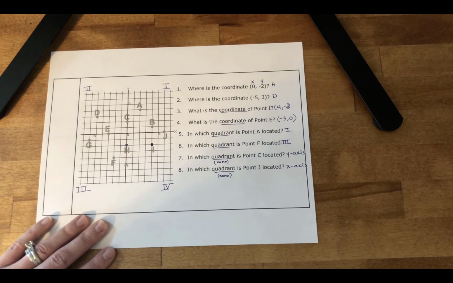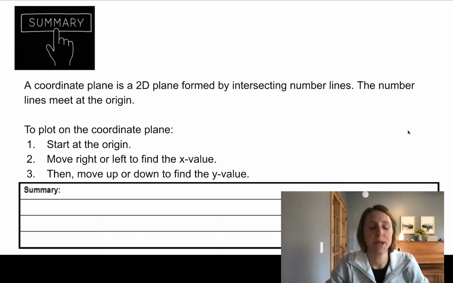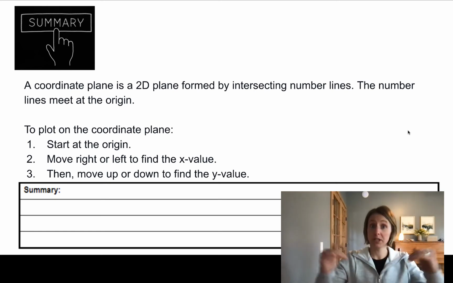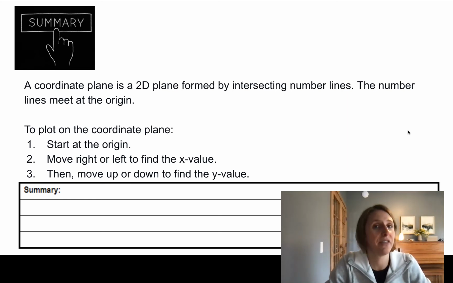Today we reviewed the coordinate plane. Let's go ahead and sum up everything that we did in our summary. It's our favorite time, writing the summary. So here we go, in your summary box in your notes. A coordinate plane is a 2D plane formed by intersecting lines. The number lines meet at the origin. Then we're going to do a bulleted part of our summary. To plot on the coordinate plane, start at the origin, move right or left to find the x value, then up or down to find the y value.